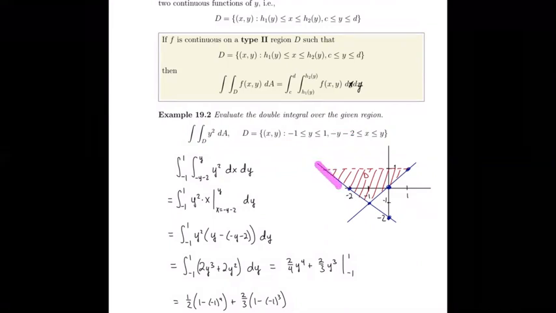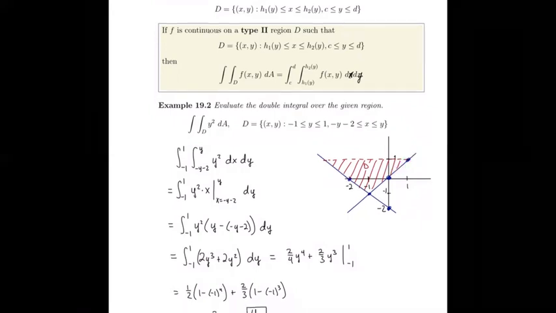So we sketched both of those lines. This is the line x equals -y minus 2, and the other one is the line x equals y. We found their intersection points by setting these two equations equal to each other. -y minus 2 equals y will yield this intersection point right here. So we know where that occurs on the graph. It's a good idea to have an idea where these things are.